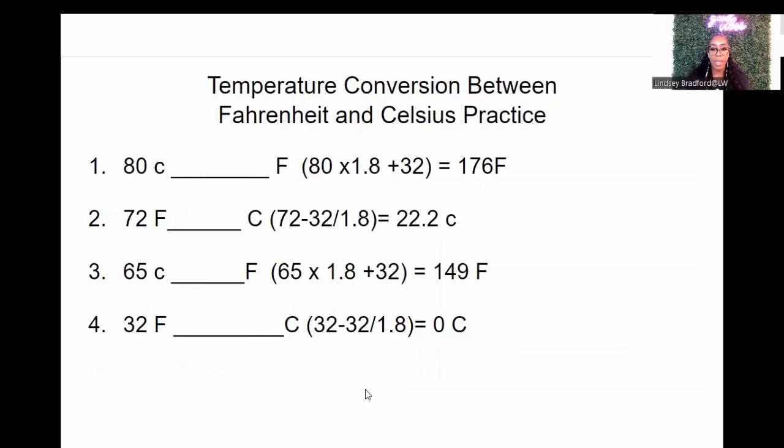So now we're going to look at some conversions. Take your time and pace yourself on this. It's not a race, it's a marathon. 80 degrees Celsius. First of all, 80 degrees Celsius is a very high number because remember, Celsius is always a very small number. So when I see 80 degrees Celsius, I know that my Fahrenheit is going to be a big number, and it's going to be an unusual number compared to what I would see for the weather.